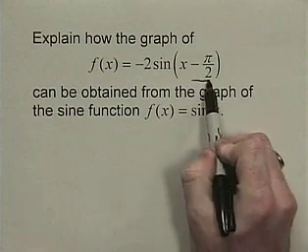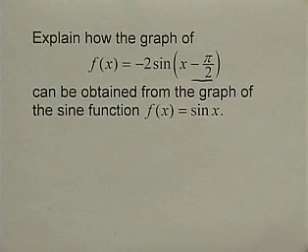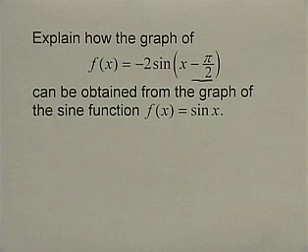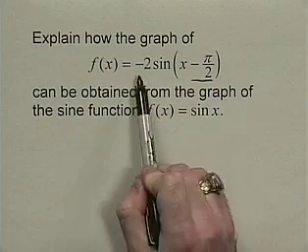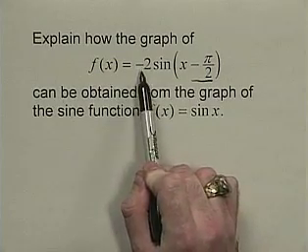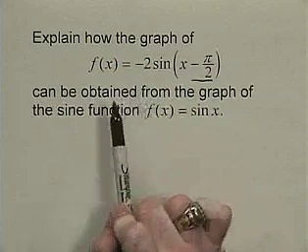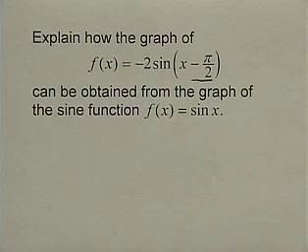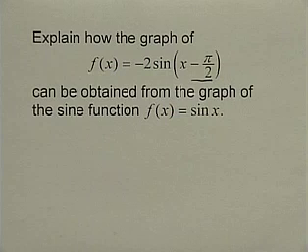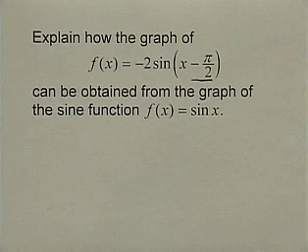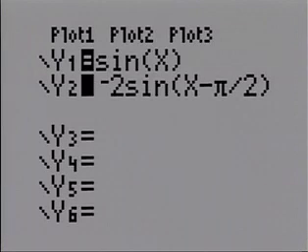This part here, minus pi over 2, is a phase shift. It shifts the entire function to the right, pi over 2. The -2 here, the negative will cause it to reflect over the x-axis. So instead of moving up and to the right through the origin, it'll move down to the right from the origin. And the 2 is going to amplify it. So now instead of oscillating from -1 to +1, it'll oscillate from -2 to +2.